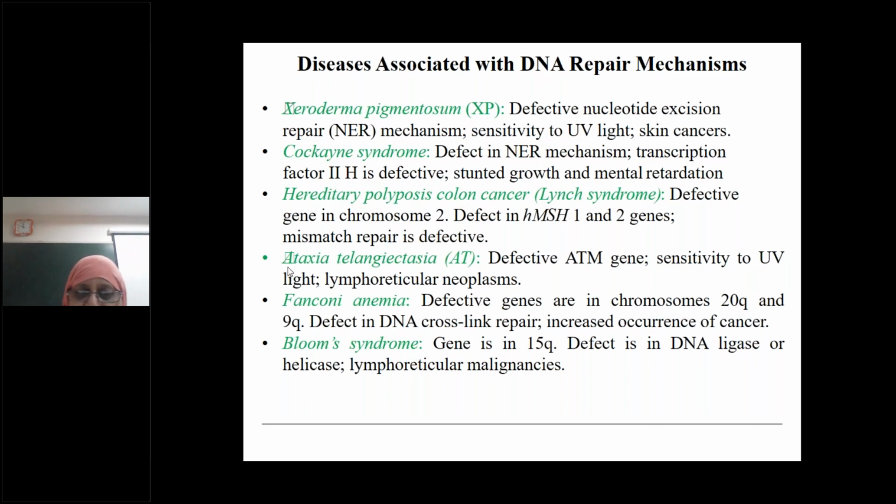Another condition is ataxia telangiectasia, where sensitivity to UV light and lymphoreticular neoplasms may be seen. Then you have Fanconi's anemia, where a defect in DNA cross-link repair is seen with increased recurrence of cancer. Bloom's syndrome, where the defect is in the DNA ligase or helicase, results in lymphoreticular malignancies. But what you most commonly have to remember is xeroderma pigmentosum, hereditary polyposis colon cancer, and Fanconi's anemia.